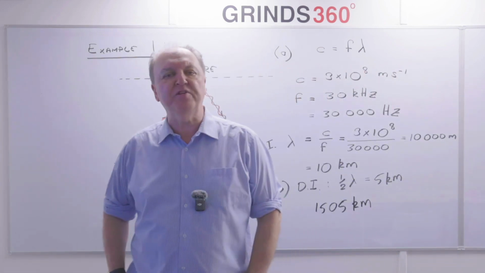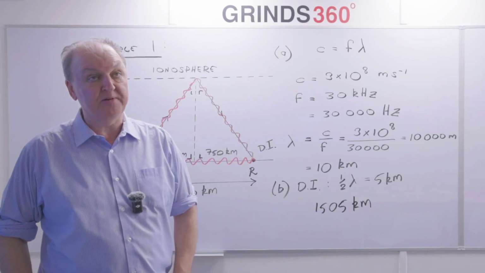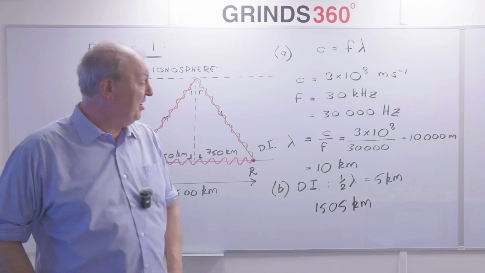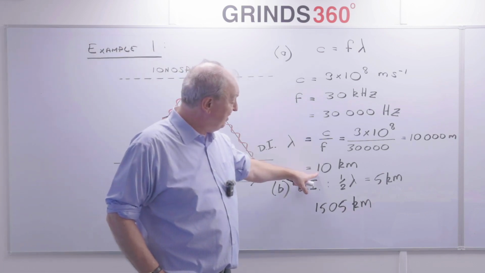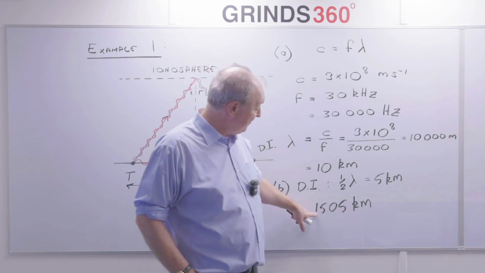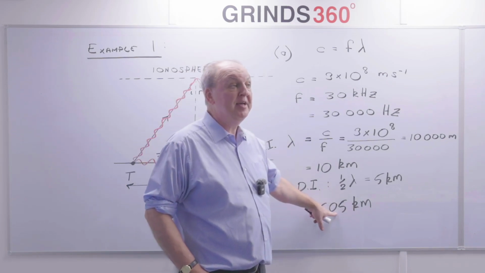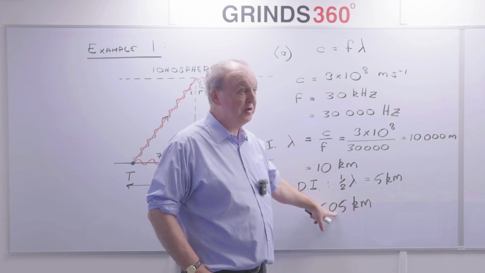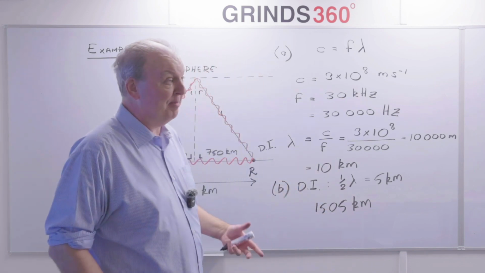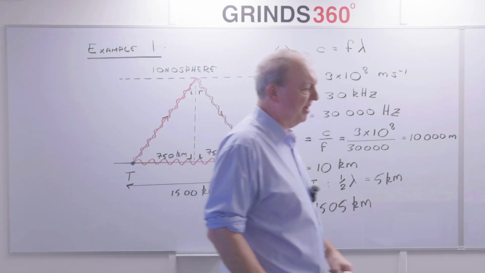What's another distance it could have traveled so that DI occurred? Well, what about 1.5 wavelengths? 1.5 wavelengths would be 10 plus 5, 15 kilometers. So it could have traveled 1,515 kilometers, and DI would also have occurred. But this one here is the minimum, and that's the one they will probably almost always ask. Right, let's go back to the rest of my question.